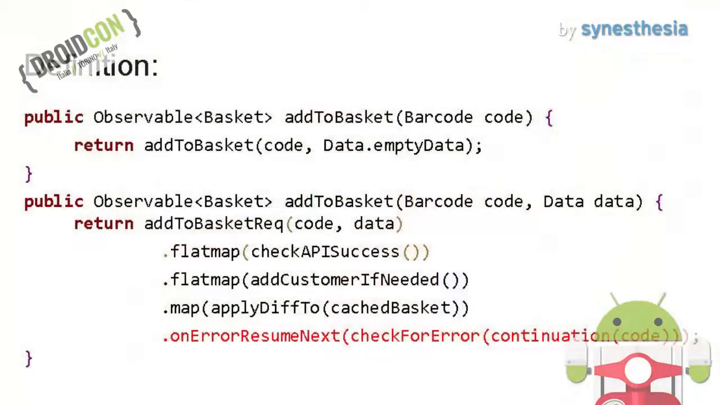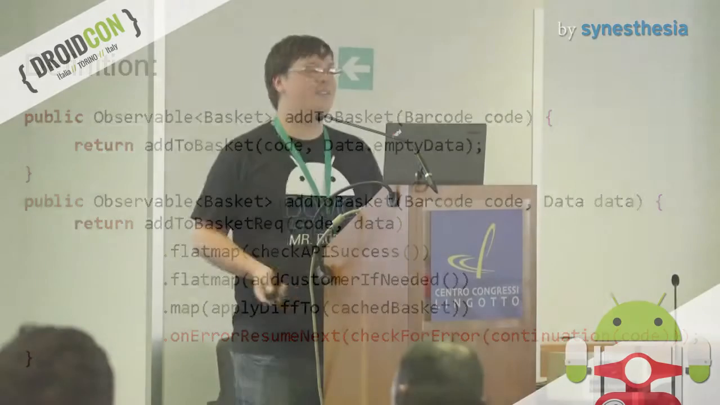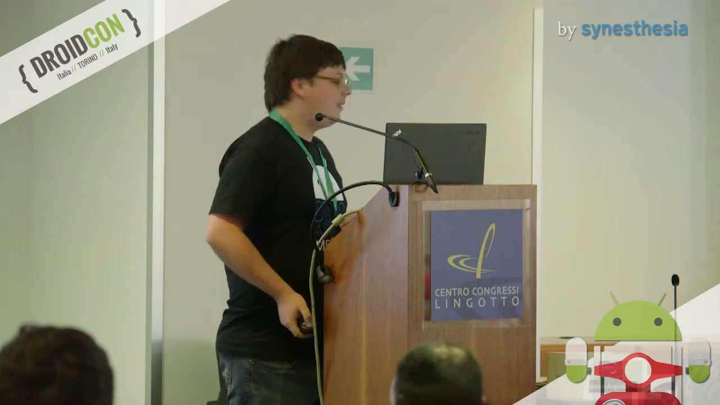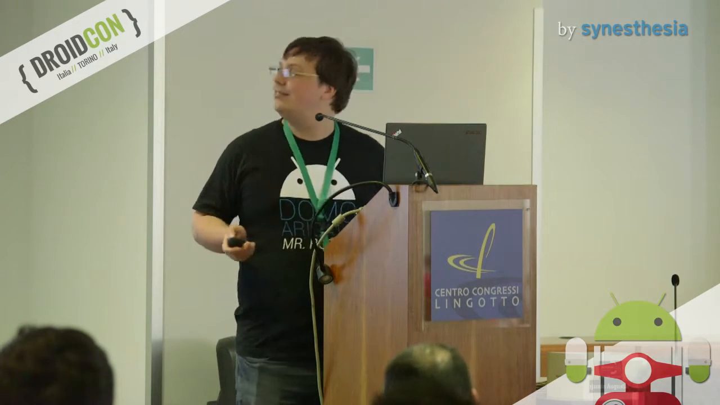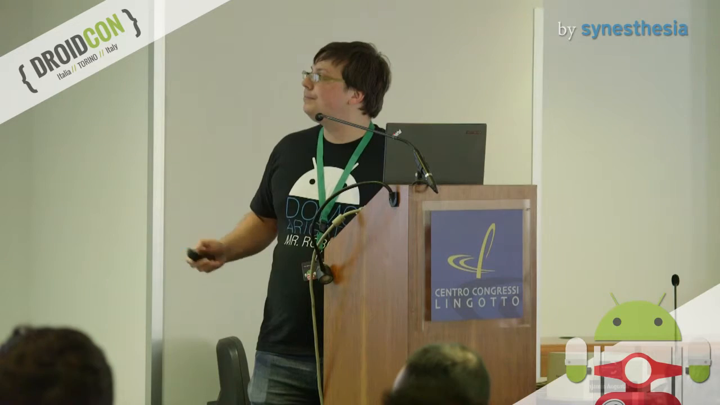So let's add yet another step using onErrorResumeNext, because this time if I have that failure, I know what to do with it. And here we say check for error, passing a continuation of a code. So this is getting a bit more tricky. I'm passing in 2 functions, like a function that takes a function. So let's see exactly what that means. I'm going to use onErrorResumeNext, which defines that if I have an error, I'm going to tell you what to do. And this is what I'm defining.